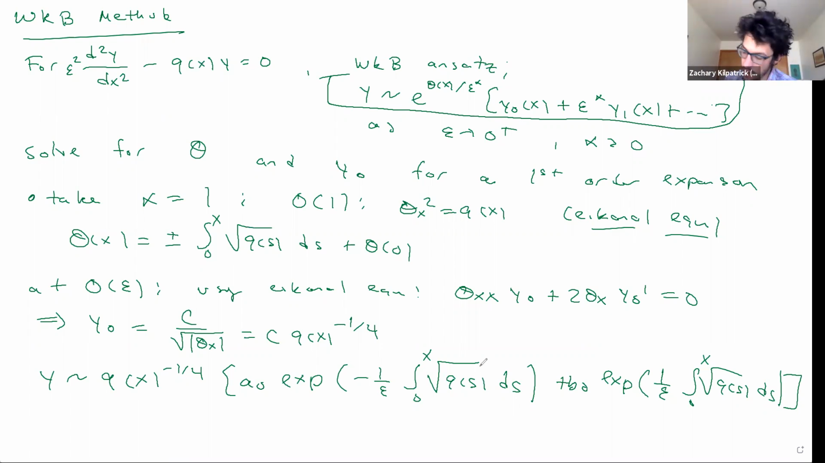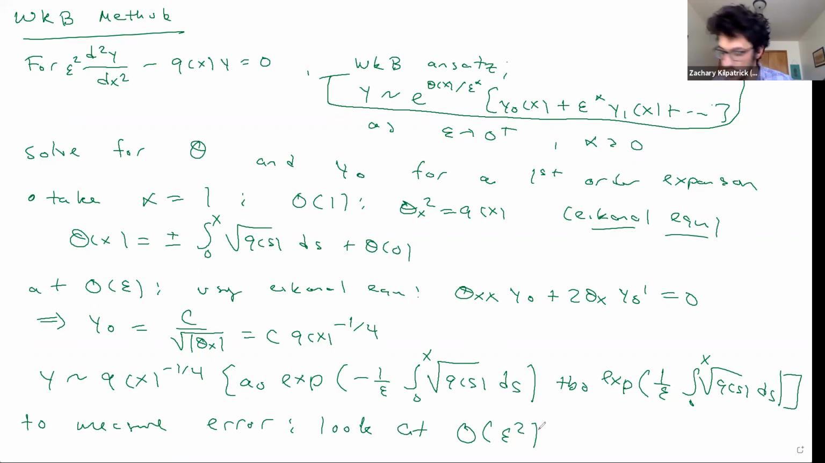Okay. So what we might get to today is talking about what's called turning points. But I want to just finish up what I was talking about with respect to error measurements. So in general, if we want to measure our error, we need to look at order epsilon squared. And so I'm going to go back to writing down the full expansion that we wrote down on Monday.